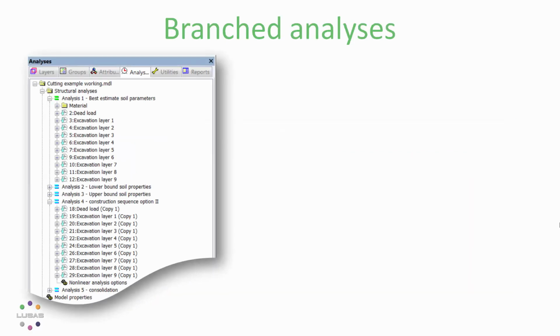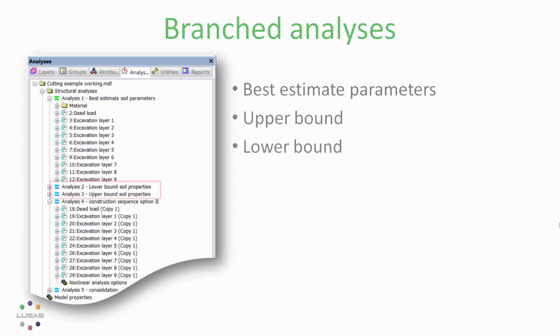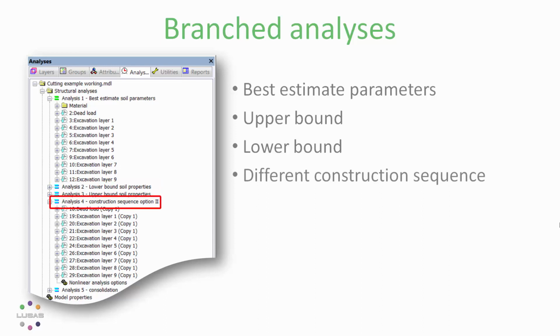Now, since version 15, our analysis tree on the left here has made it easy to consider different analyses relating to the same model, such as the construction sequence with best estimate soil parameters, but to compare with the same analyses using upper and lower bound parameters. Again, comparing against perhaps a completely different construction sequence, or considering consolidation, and more analyses to suit project requirements, each taking into consideration different assumptions as needed, such as different material properties or support conditions.